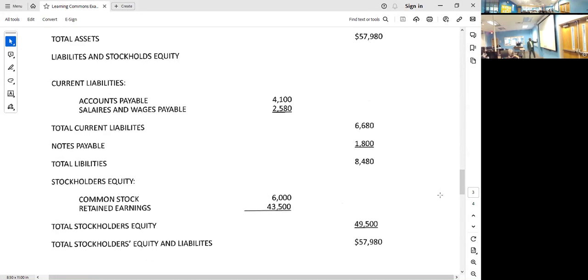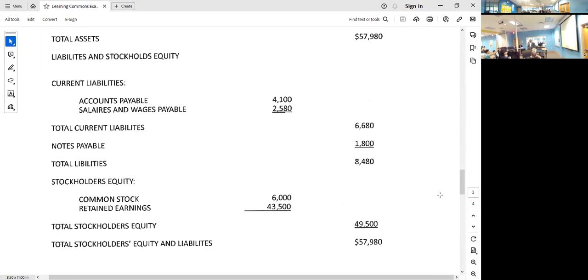Then we go down to the stockholders' equity. We have common stock at 6,000. Then we have the ending retained earnings, and that's where you see the 43,500. We add those together to give us the total stockholders' equity. Now, to see if we balance, we're going to test the equation. That equation says my assets should equal my liabilities plus my stockholders' equity.